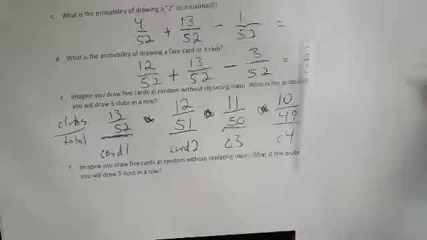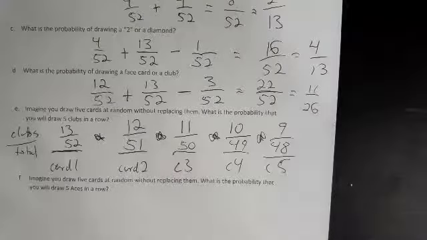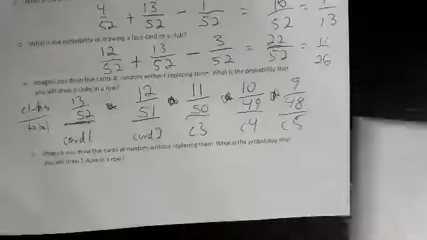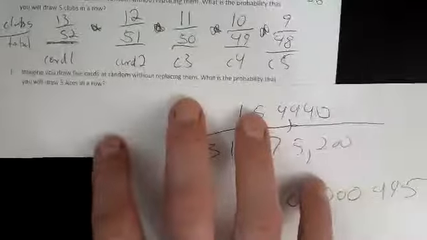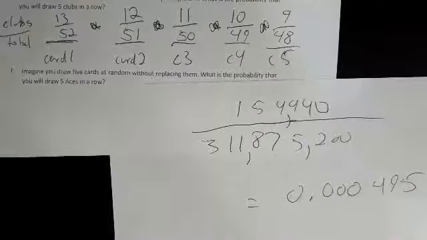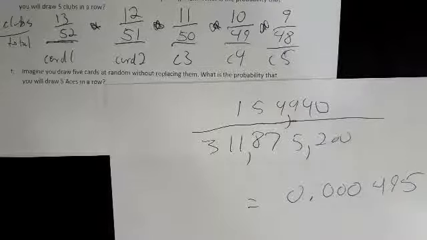All right, so the next problem is a bit of a silly problem. Can I get this all on there at once? Probably not. I'll throw it up there for people still working on that little part. But I'm going to go ahead and read this. Imagine you draw 5 cards at random without replacing them. What is the probability that you will draw 5 aces in a row? You can't. There's only 4 aces. Yeah, that's the first thing you should acknowledge.